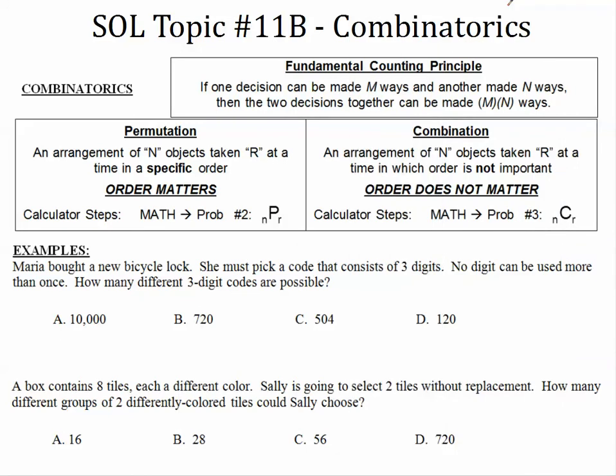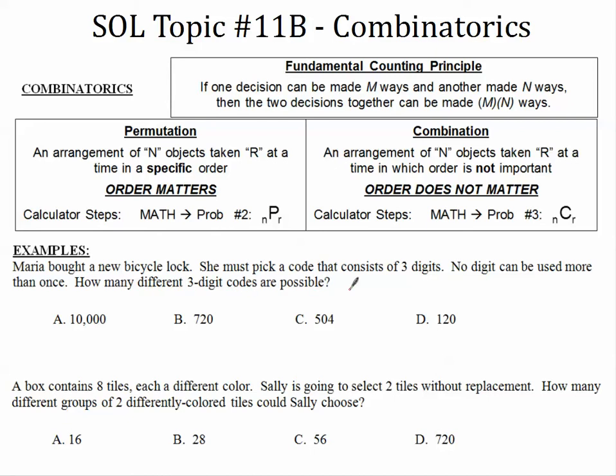So we have two examples in this tutorial. Maria bought a new bicycle lock. She must pick a code that consists of 3 digits. No digit can be used more than once. How many different 3-digit codes are possible?